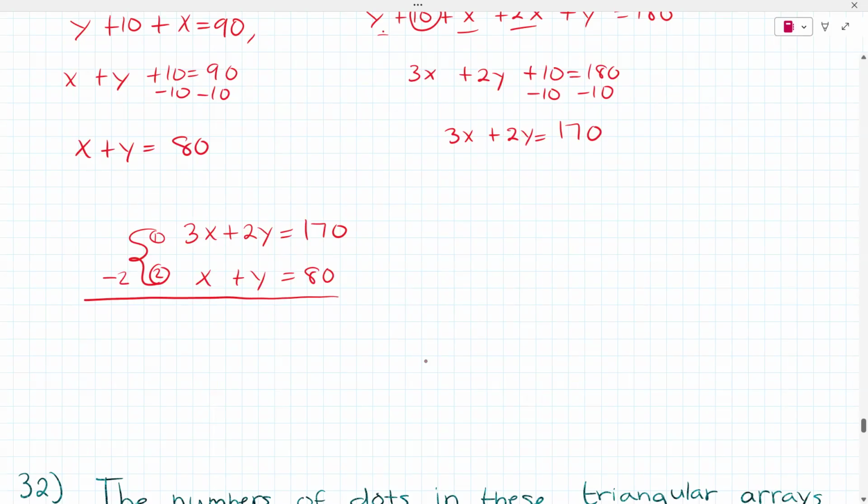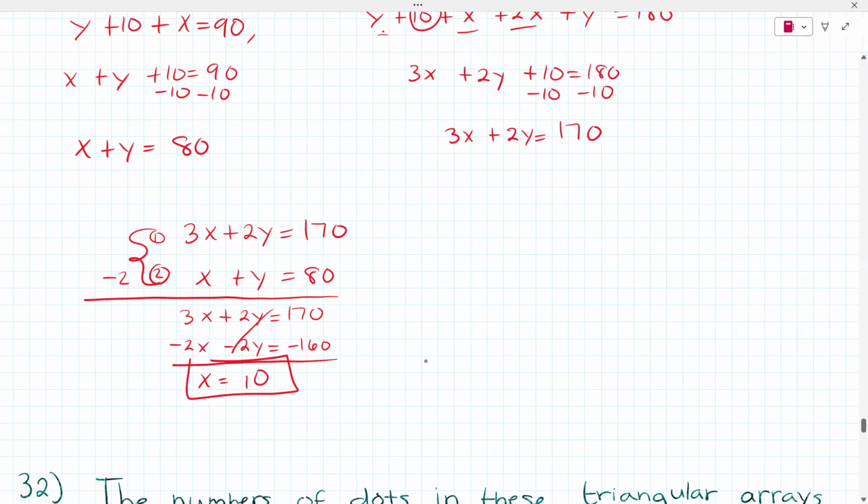I'm going to try to get rid of the y by multiplying the entire equation by negative 2. So you have 3x plus 2y equals 170. And then negative 2x minus 2y equals 80 times negative 2, which is negative 160. So the y's cancel, 3x minus 2x is x, and 170 minus 160 is 10. Good. So I'm doing it right. So x does equal 10.